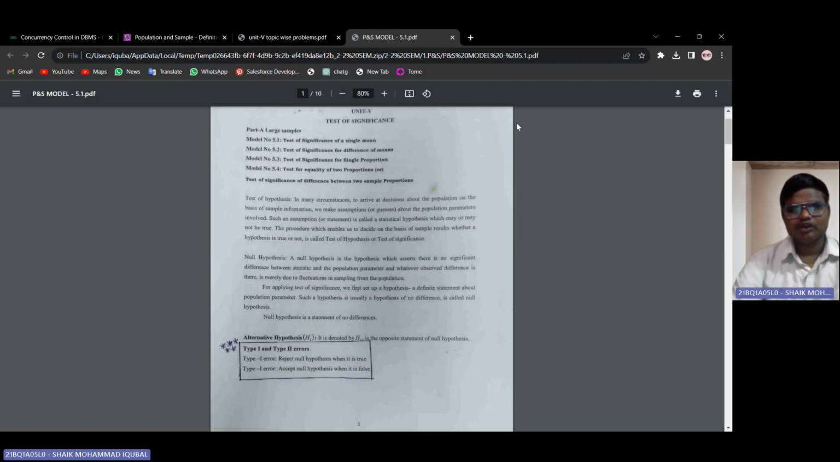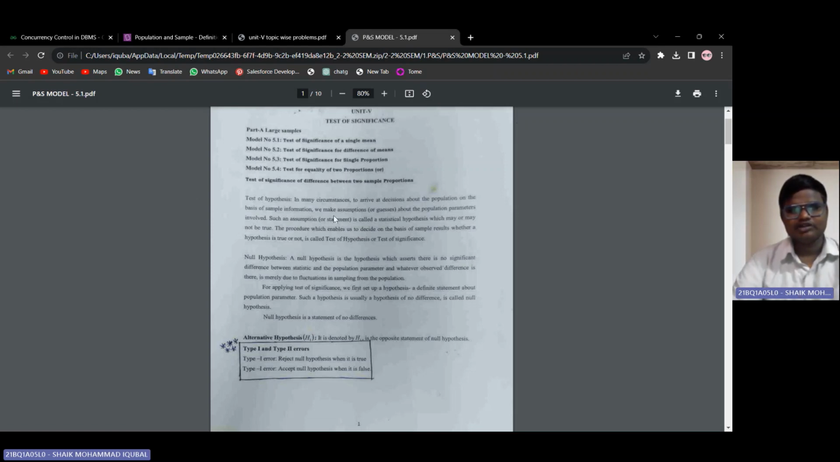make assumptions about the population parameter involved. Such an assumption is called a statistical hypothesis, which may or may not be true. The procedure which enables us to decide on the basis of sample results whether a hypothesis is true or not is called test of hypothesis or test of significance. In this, we have the null hypothesis.